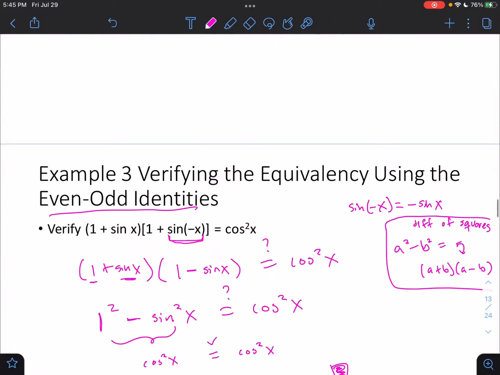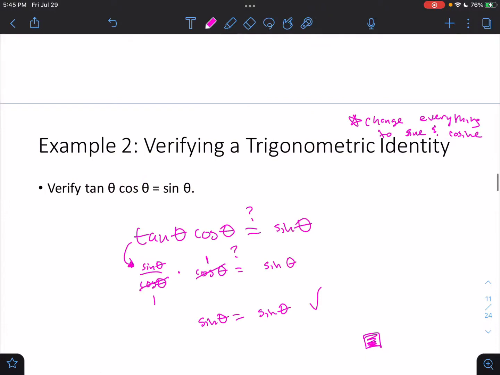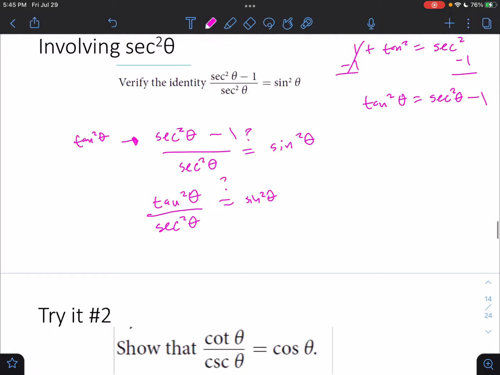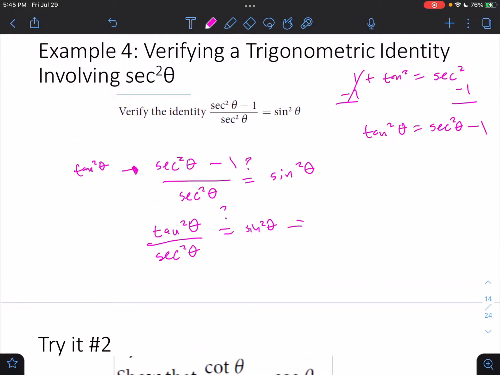Well, remember my suggestion up here, change everything to sine and cosine. So let me do that, doing some quotient identities, right? So the quotient identity says tangent squared is sine squared theta over cosine squared theta, and secant squared, its reciprocal identity, is 1 over cosine squared theta. Does this equal sine squared theta? We're almost there. Well, dividing fractions, we have to keep, change, flip. We keep the first fraction as it is. We multiply and we flip the second fraction.